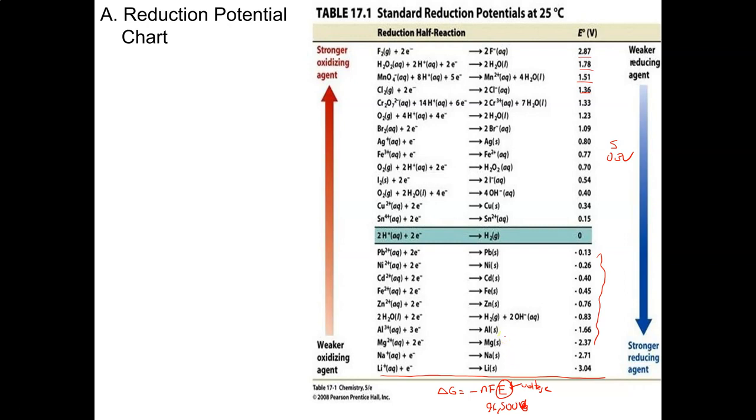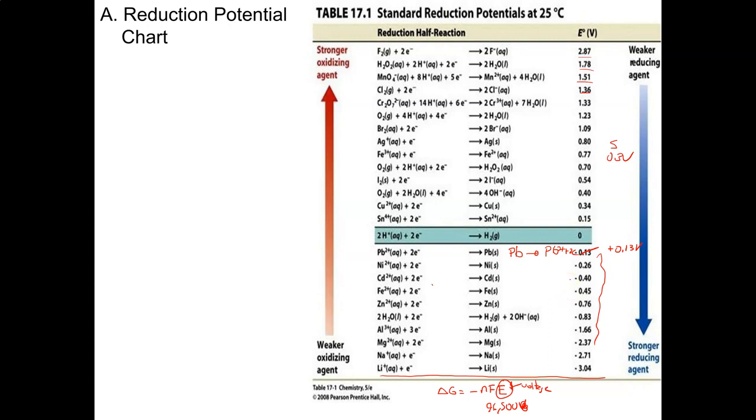So you ask yourself, then why the heck are they there? Here's why. These are the ones that want to get oxidized. These are the ones that you would flip, because when you flip this reaction, here's the cool thing, kind of like Hess's law again, this becomes positive. So you flip the sign.